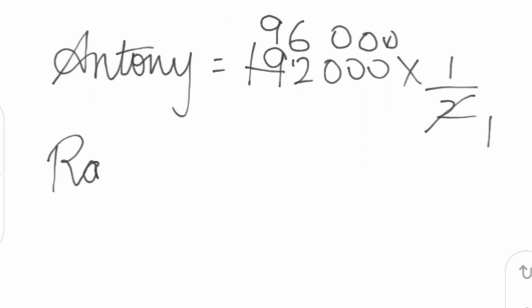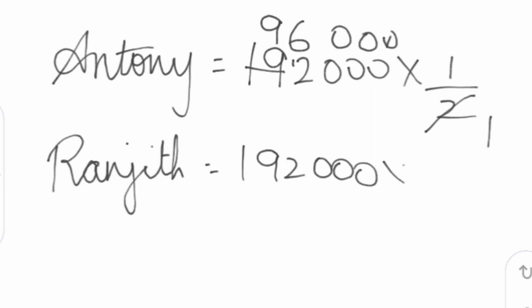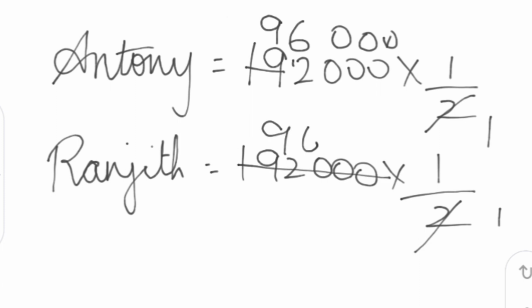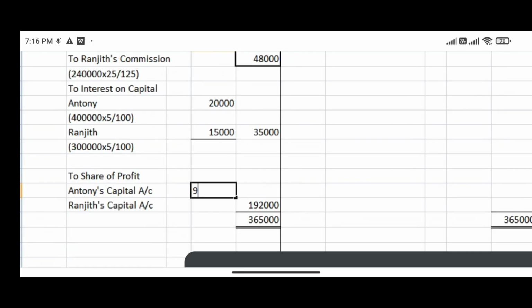Likewise, when we look at Ranjit, so Ranjit is the same 1,92,000 into, again Ranjit also 1:1, so 1/2. So cancel the 2 and you get the same 96,000 on top. So Anthony's share of profit is 96,000 and Ranjit's share of profit is 96,000. We get 96,000 for Anthony and we get 96,000 for Ranjit. When we add it, we should get back the total net profit, which is 1,92,000.